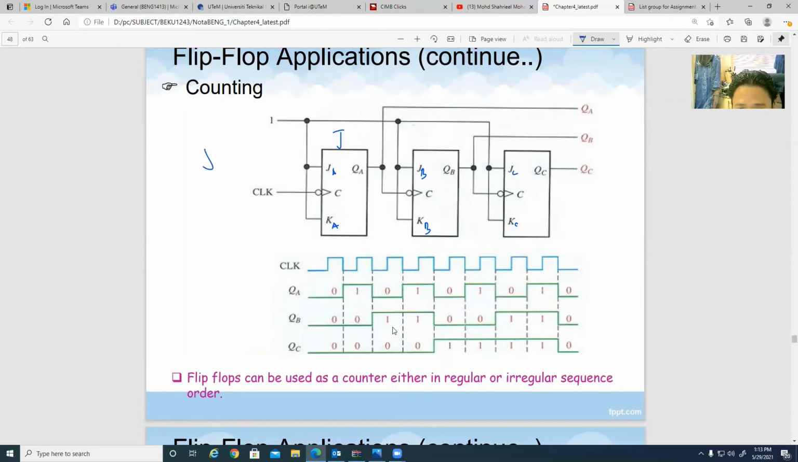So what is J1? In the first step, you have to get the input, the Boolean expression for J1, K1, JB, KB, JC, KC. So J1 is 1, you can see here, and also K1 will be 1 here. And then next for JB, also 1, and we share it with KB, also 1. Similar to this one, JC and KC will be 1, 1.